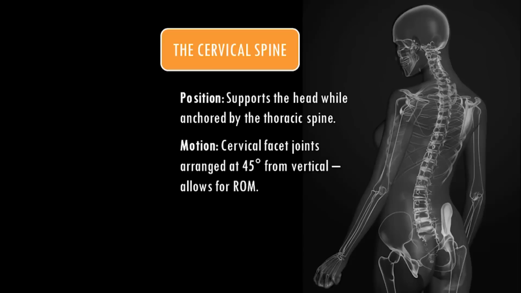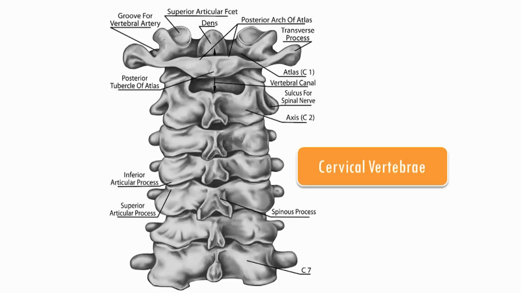The cervical spine supports the head on one end and is anchored by the immovable thoracic spine on the other end. Because the cervical facet joints are arranged at 45 degrees from vertical, the cervical spine allows for the greatest range of motion of the entire spinal column. There are 7 distinct vertebrae which form the cervical spine. The atlas, or C1, is a ring-shaped bone that has no vertebral body or spinous process. Its transverse processes are wider and stronger than other cervical vertebrae.